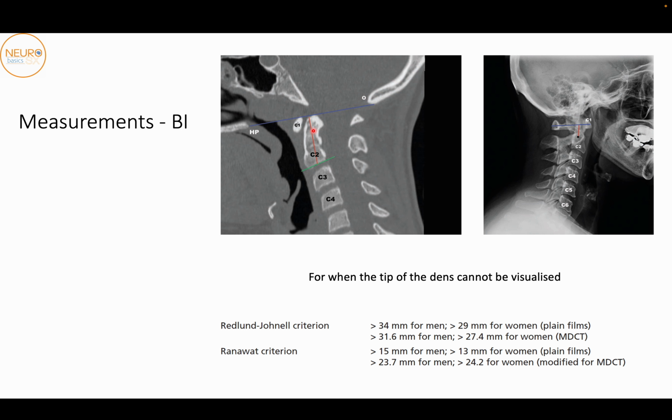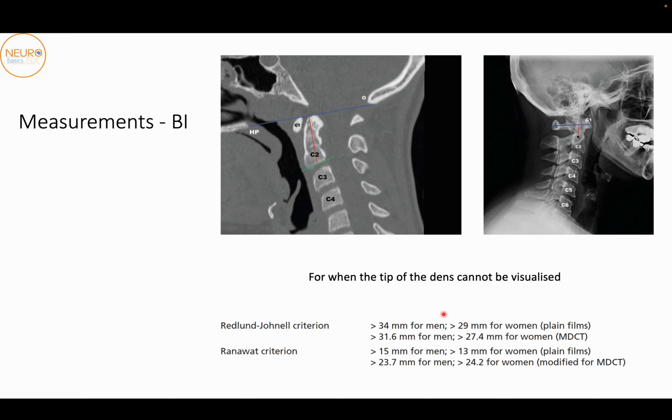So for those times you can use other measurements like the Redlund-Johnell criteria or the Ranawat criterion. So the Redlund-Johnell criteria again uses the McGregor's line. So a line drawn from the hard palate to the lowest point of the occiput over here, and then a perpendicular drop to the inferior border of the C2.